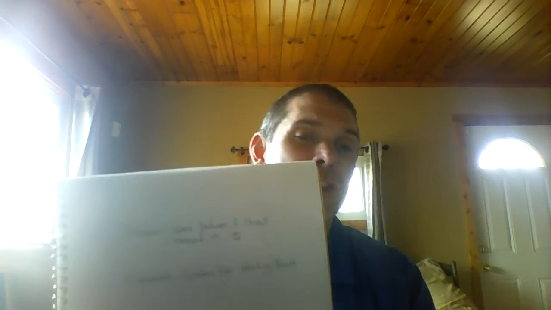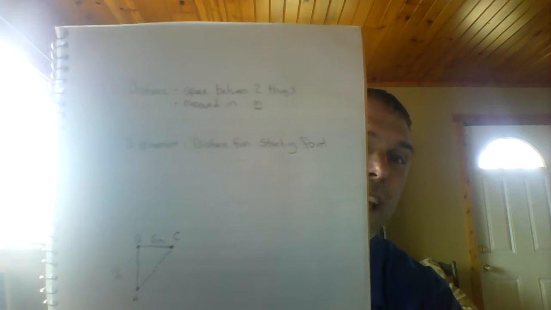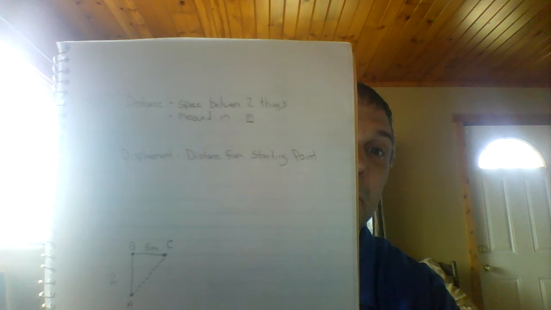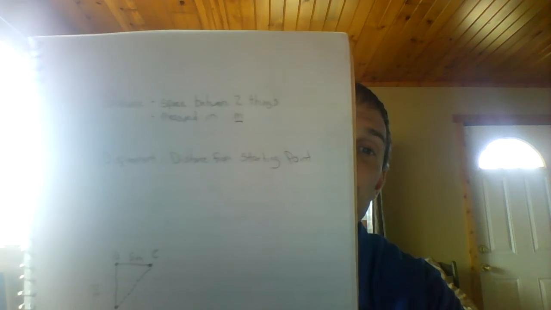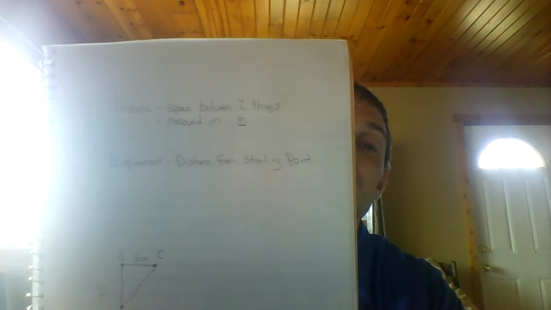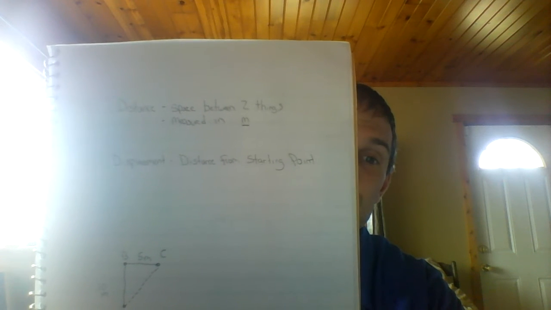So we're going to go with the old-fashioned notebook and pencil method to talk about distance and displacement a little bit today. So to get us started, some definitions here. Distance is the space between two things. It is measured in meters, or some version of meter, since we're in the metric system. If we're going to look at small units, they could be centimeters or millimeters. A large unit would obviously be kilometers.